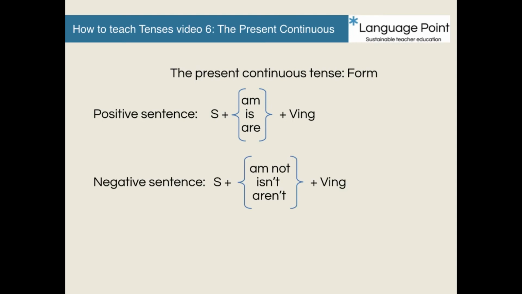In a negative sentence, we simply take those auxiliaries and we change them to their negative forms. So am not, isn't, aren't, and then the same ing form or present participle finishes the verb phrase there.